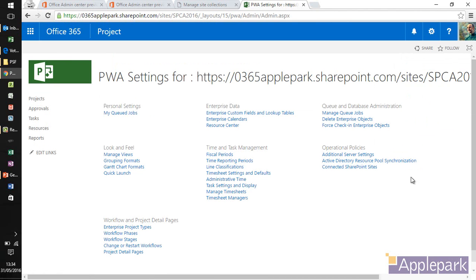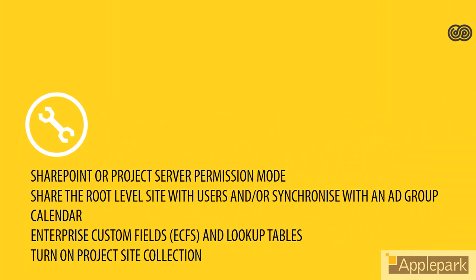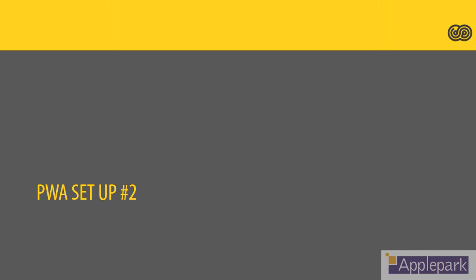If you do need to edit your enterprise calendars, then that's the icon or the link you use to edit those. And again, you have to have Project Professional, Project Pro for Office 365 on your desktop. That's okay. So that's the first bit of the site setup.